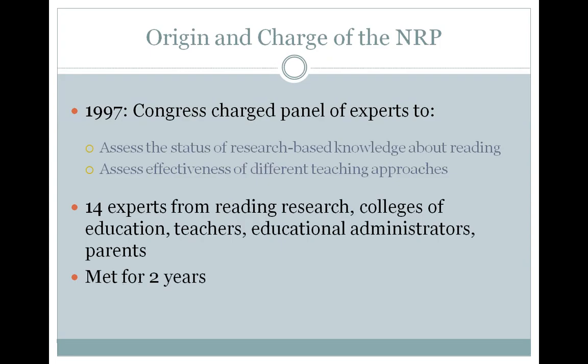The National Reading Panel began in 1997. Congress charged a panel of experts to do two things: to assess the status of research-based knowledge about reading, because there had been such controversy about reading, as you know, the reading wars for 50-some years. They also charged the panel with assessing the effectiveness of different teaching approaches to developing reading. 14 experts from the fields of reading research, colleges of education, teachers, educational administrators, and parents were selected for this panel, and they met over the course of 2 years.